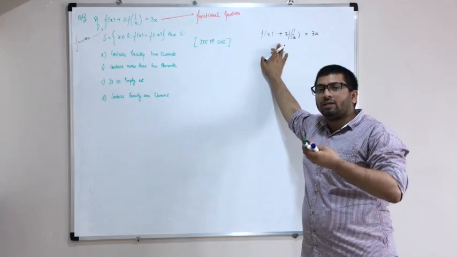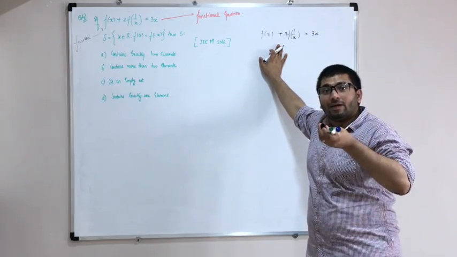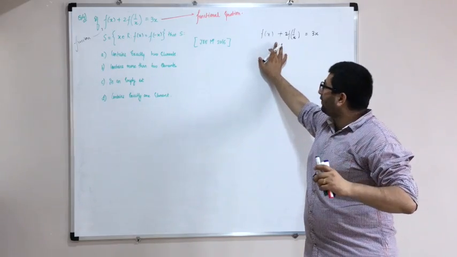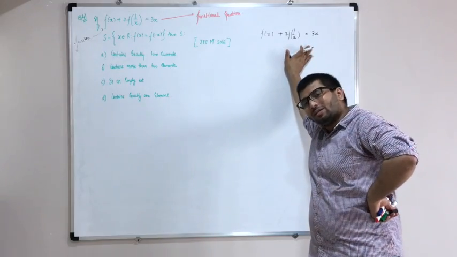कुछ भी हो सकता है. x square भी हो सकता है, 2x भी हो सकता है, 3 by x हो सकता है, 5 by x हो सकता है, मुझे नहीं पता. But f of x plus 2 times f of 1 by x will give you answer as 3x.